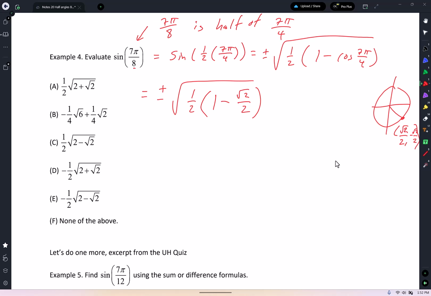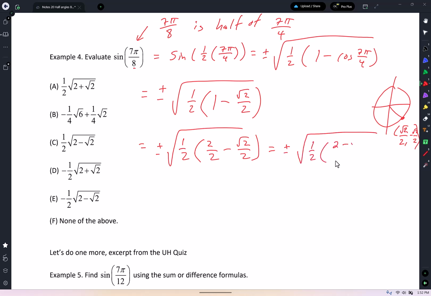Okay. So now, plus or minus, I'm going to turn that 1 into 2 over 2. And we're going to get plus or minus the square root of 1/2 parentheses 2 minus square root of 2 over 2. Let me know if something doesn't make sense. I found a common denominator, and then I put them together.